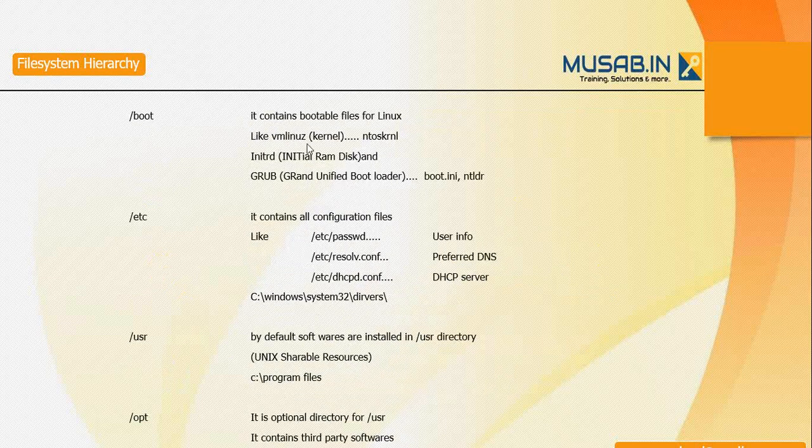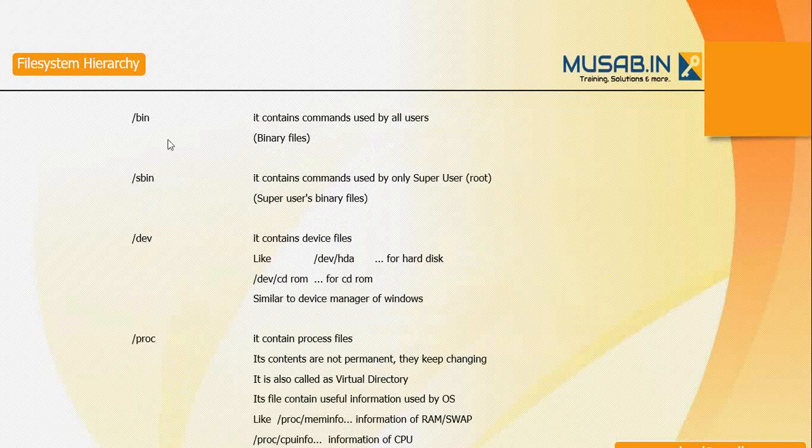/boot contains bootable files. /etc contains all the important configuration files. /usr, Unix shareable resources, is the place where all your software gets installed, and all the third party software will get installed in /opt. We've got /bin, where all normal users' commands are kept, and all privileged user commands or super user commands are kept in /sbin.